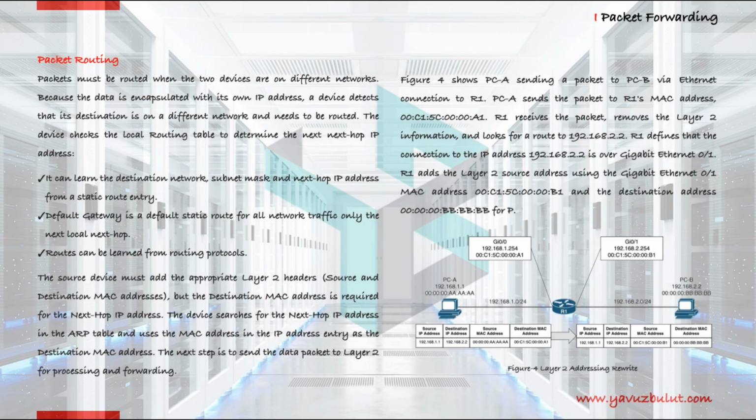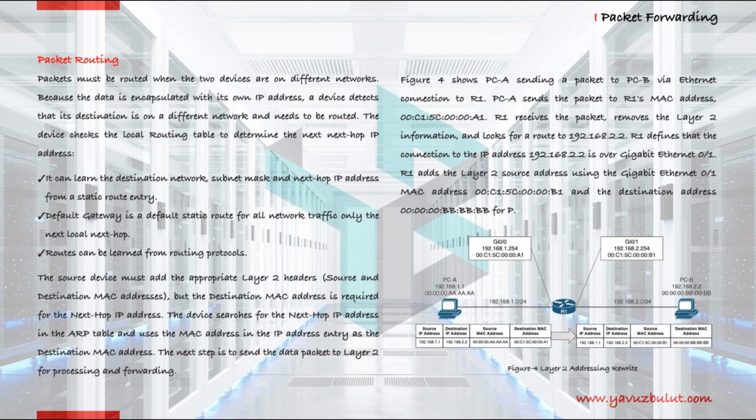Now let's look at packet routing on this page. When two devices are on different networks, packets need to be routed. Because the data is encapsulated with their own IP addresses, a device knows that the destination is on a different network and needs to be routed. The device checks the local routing table to determine the next hop IP address. It can learn the destination network, subnet mask, and next hop IP address from a static route entry in the local routing table. The default gateway is also a static route that defaults to the local next hop, which is learned from the routing protocols in the routes.